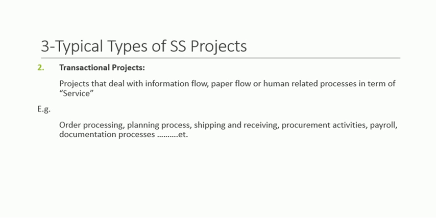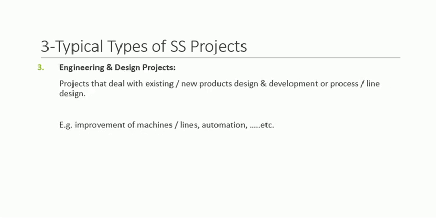The second are the transactional projects. These involve information flow from one department or one process to another. These often involve human-related processes in terms of service. It can involve order processing, planning process, human resource process, shipping and receiving, procurement, payroll, documentation. So every process which can have a human involved can be included in the transactional type of projects.